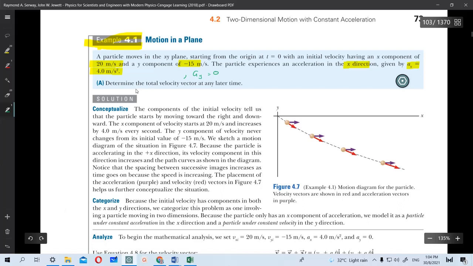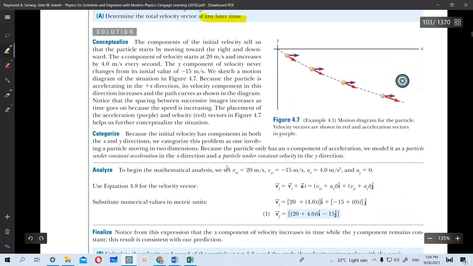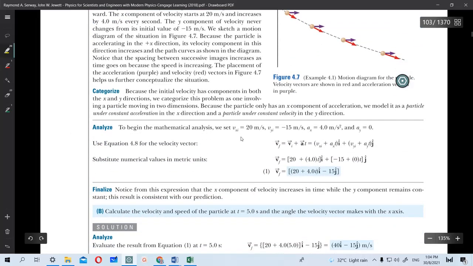Now the question: determine the total velocity vector at any time later. The term "any time later" triggers that we are now substituting the numbers into the expression and leaving t as unknown. T will be retained as unknown. Remember what was given earlier; they are now setting it into symbols. So u for x is 20, u for y is negative 50, a_x is 4, a_y is 0.